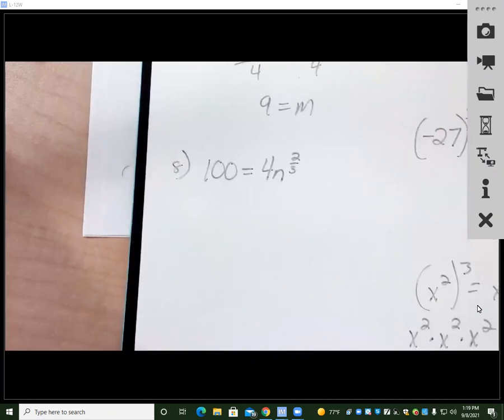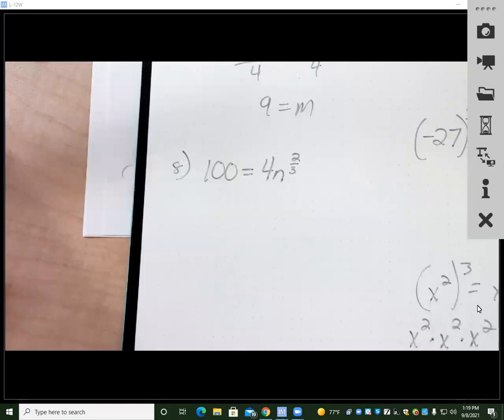Okay, everybody. What is being raised to the 2/3 power right now? Go ahead, Braylon. N. Just n, right? The 4 is not being raised to the 2/3 power, is it? If it were, if I was raising 4n, it'd have to be in parentheses like it was in number 7. I'm just raising the n to the 2/3. The 4 has nothing to do with it.